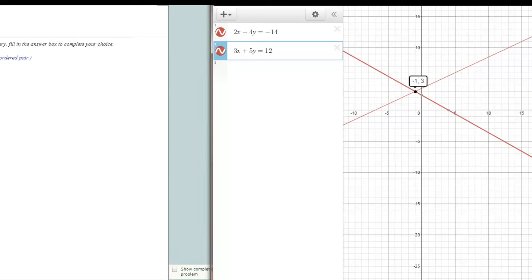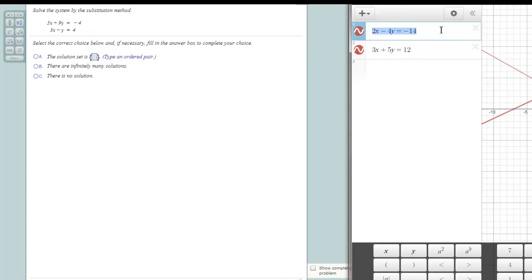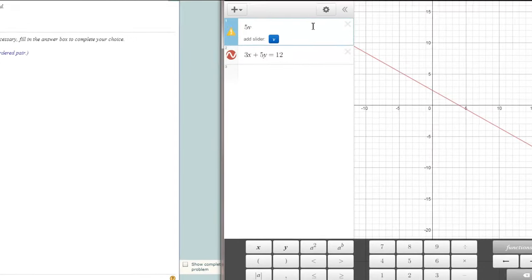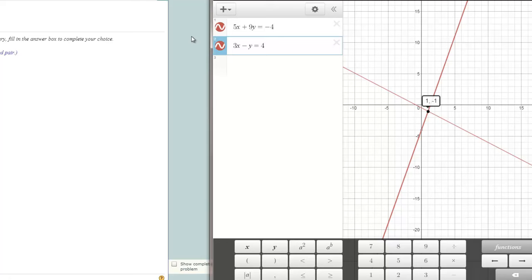So in this one here, it says solve the system by substitution method. Again, you actually don't have to do that. You can go right to the graphic utility here, and I'm going to graph it for you. So 5x plus 9y equals negative 4. And then we have 3x minus y equals positive 4. Let's just verify. And there you go. Our solution is going to end up being 1, negative 1. But I'm going to show you how to do the substitution just in case.